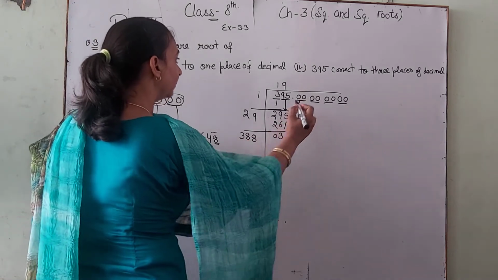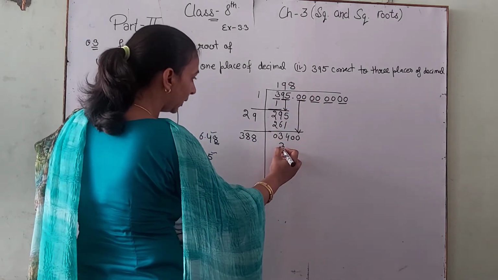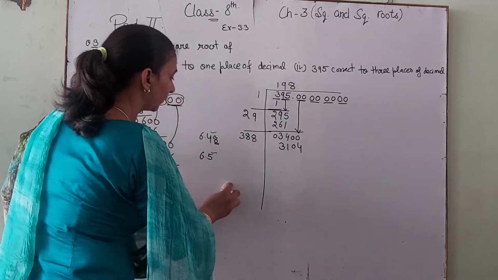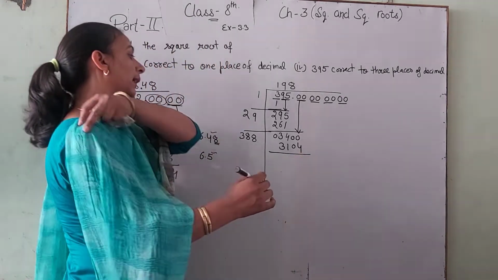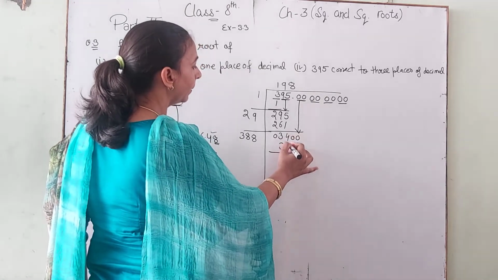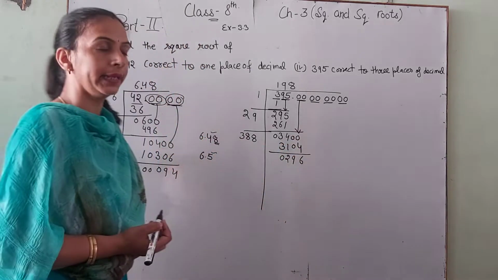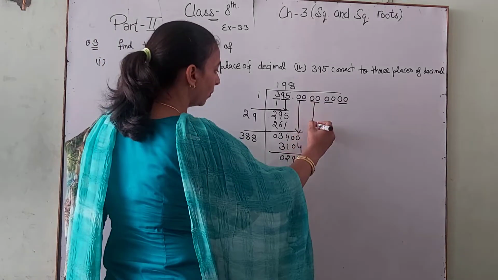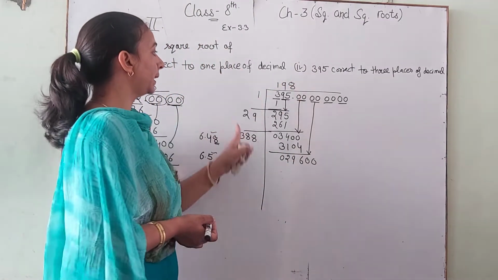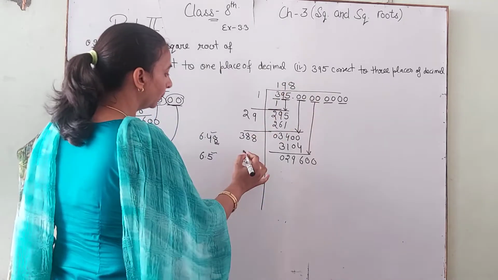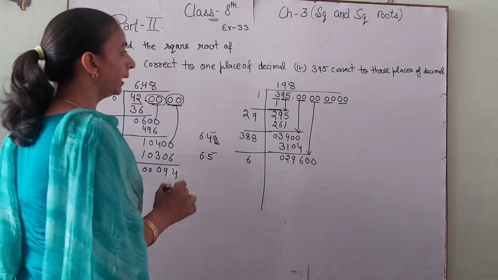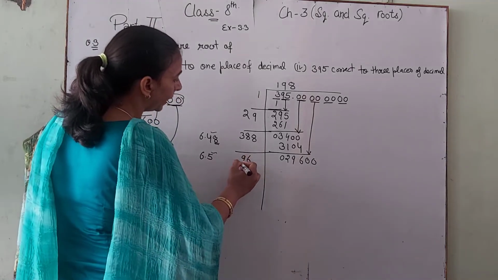Then 8, here is also 8, 3104. Okay, then subtract 10 minus 4 is 6, 9, then 3 minus 1 is 2 and 0. Okay. Next we take the next pair of zeros, 0 and 0. Okay. Double of this, multiply with 2. 8 2 is 16 and 1, 9 2 is 18, 18 and 1 is 19.